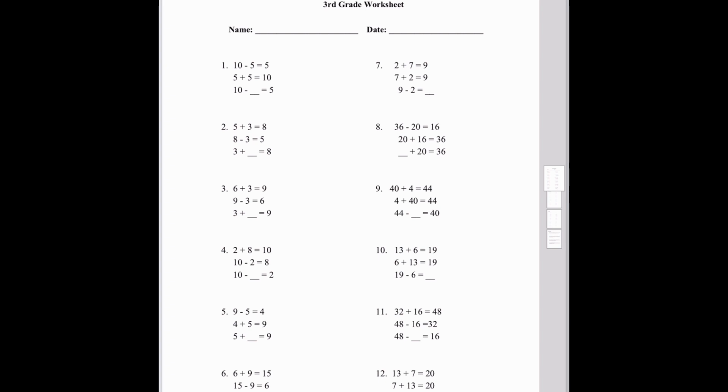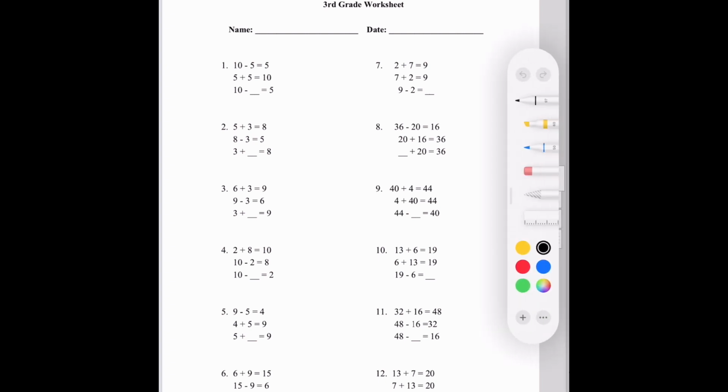So for the first worksheet, we have to find the missing number in the blank. Basically, what we have to do is figure out what goes in the blank. So for number 1, we can see here that 10 minus 5 equals 5. 5 plus 5 is 10. So 10 minus what would equal 5?